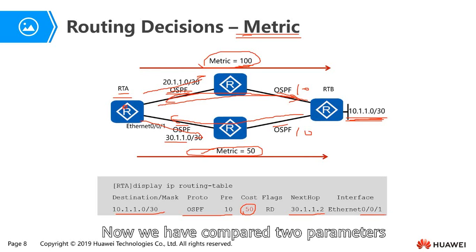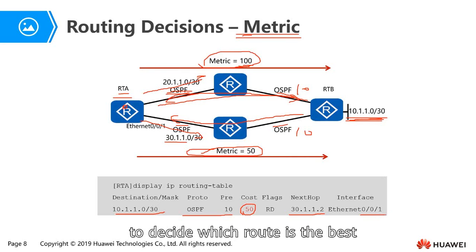Now we have compared two parameters to decide which route is the best: preference and metric. The preference is compared between different protocols. If the same destination network is learned from different protocols, then compare the preference. If the same destination network is learned from the same protocol, then compare the metric. These are the two parameters we compare to decide which route is the best.